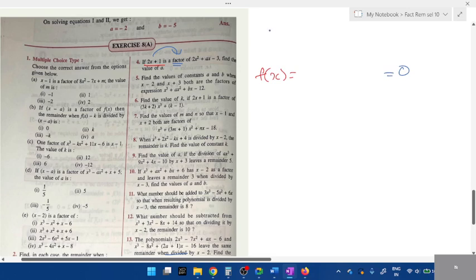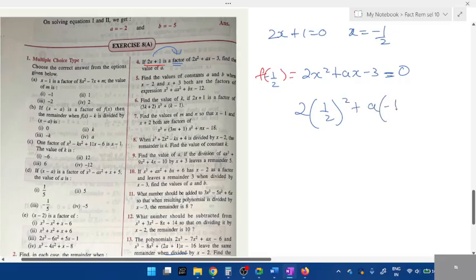So the first step will be 2x plus 1 is equal to 0. What is the x value, students? Plus 1 goes to the other side and 2 gets divided. Minus 1 by 2. Right? Then the question is 2x squared plus ax minus 3. Now, they've told that 2x plus 1 is a factor. Whenever they mention that, take it as 0. Now let us substitute. What is the x value? Minus 1 by 2. Okay, don't write. Let me first solve. Plus minus 3 is equal to 0.